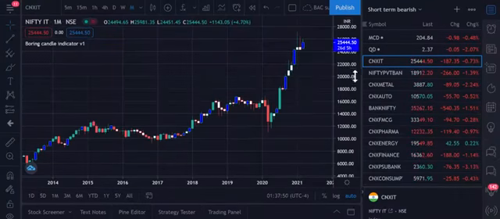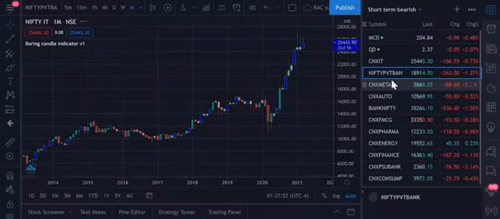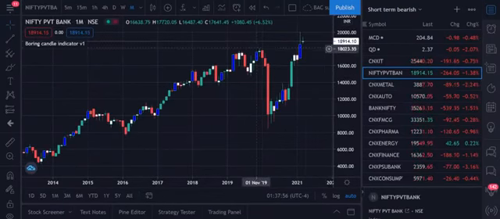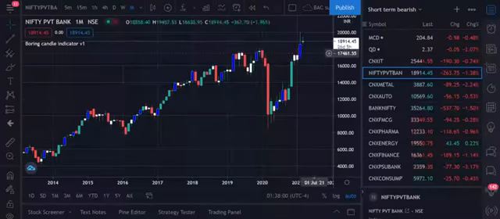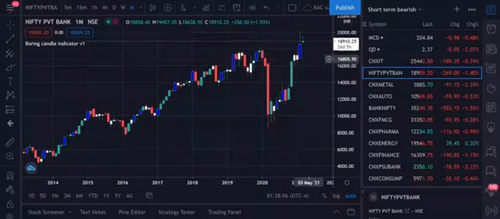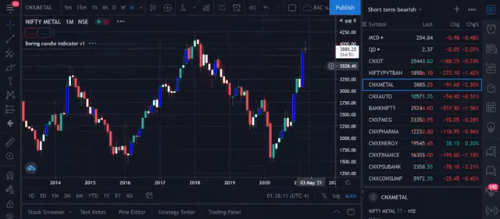Now if I go and check some other sectors like Nifty Private Bank, it has just crossed the all-time resistance, and we don't know what can happen, right? But what we can do, if it comes down a little bit, we can take some position with a strict stop loss here.